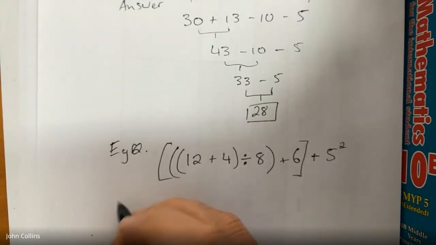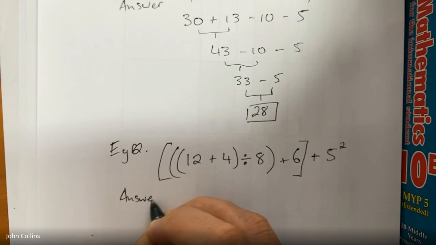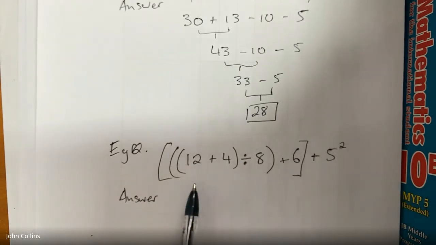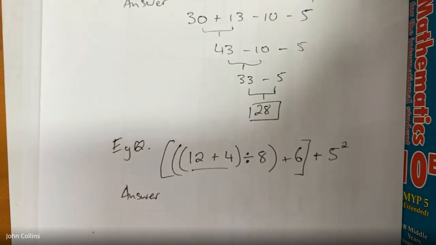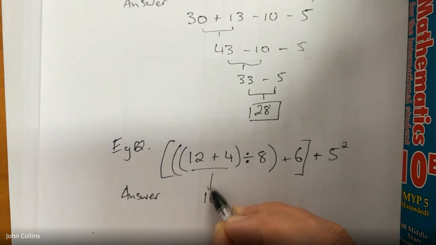I'm going to start to do this, so you can follow and take notes. When there's more than one set of brackets, I do the most inner set first, the one closest to the inside. And that's this bracket here. So 12 plus 4 is the one I'm going to do first. 12 plus 4 gives me 16. So that's that answer, 16.